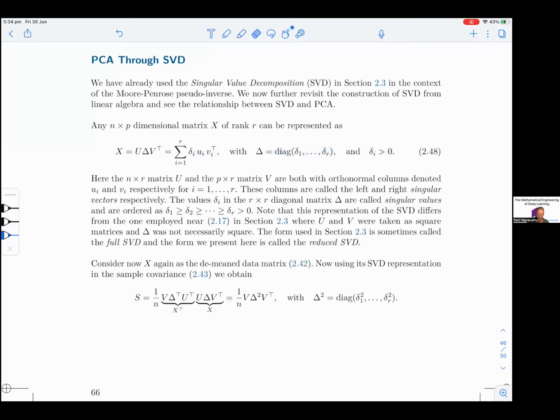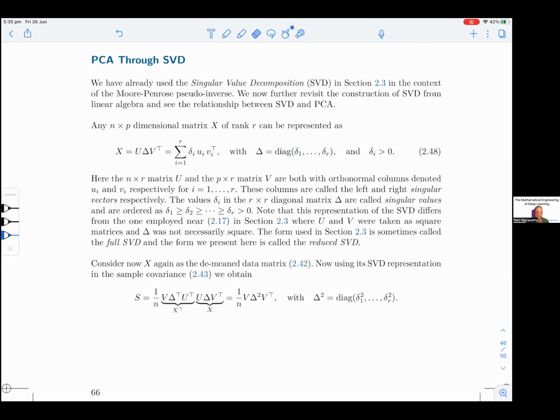Here, the n by R matrix U and the p by R matrix V both have orthonormal columns, denoted u_i and v_i respectively, for i going 1 to R. These columns are called the left and right singular vectors respectively. The values delta i in the R by R diagonal matrix delta are called singular values and are ordered from largest to smallest, and they're all strictly positive.